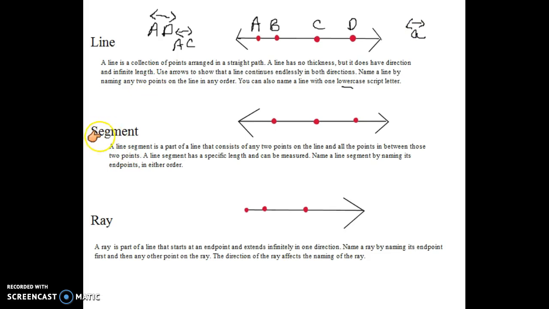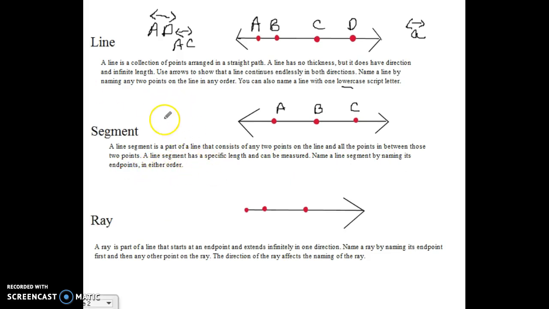Okay, so lots of different ways to name it. When they talk about a segment, I could name these the same points. This is still line AC, but a segment is part of a line that consists of any 2 points on the line and all the points in between those 2 points. A line segment is going to have a specific length and can be measured. And you're going to name it by its endpoints in either order.